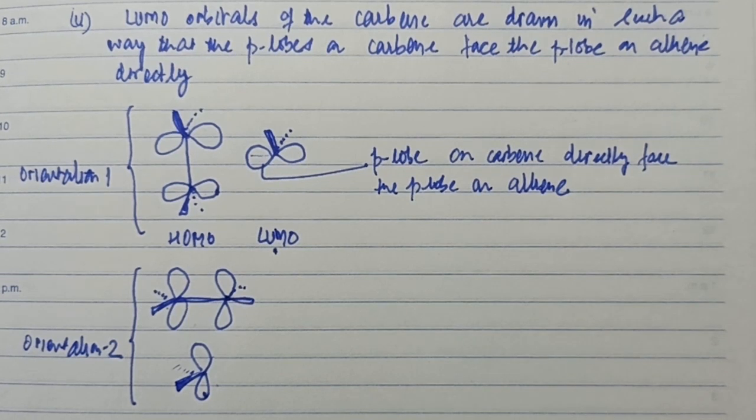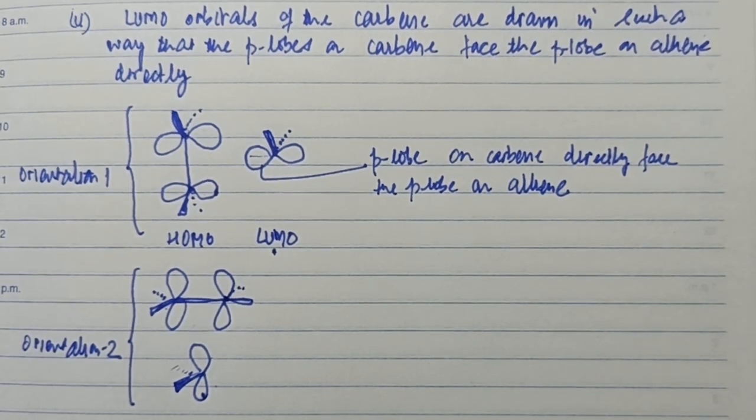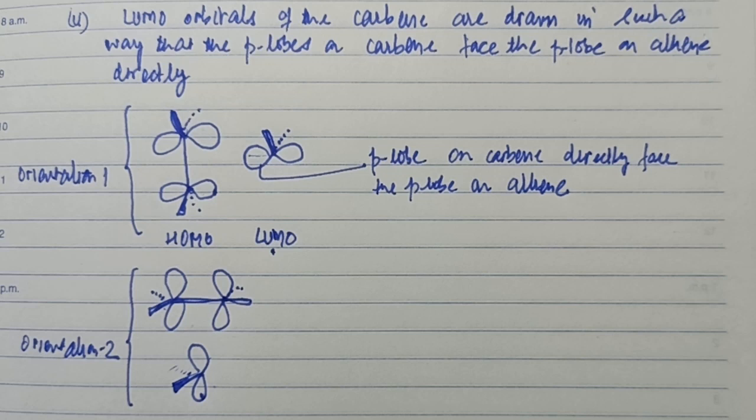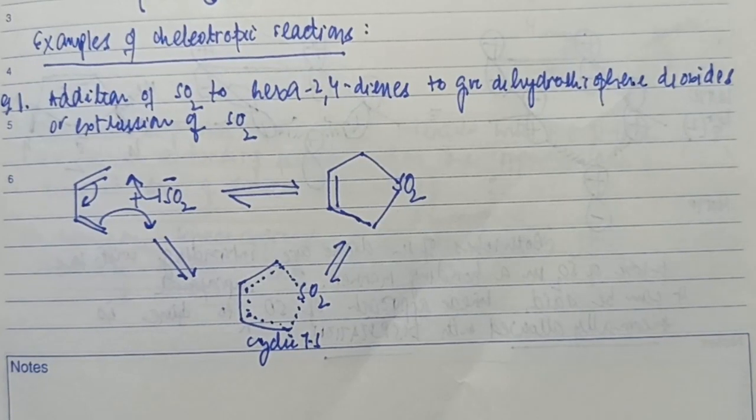Therefore, in the case of the linear and non-linear approach, one has to remember how the HOMOs and LUMOs have to be drawn. Remember, in the case of linear approach, we draw HOMO in such a way that the p lobes of the carbene are directly facing the p lobes of the alkene. Similar result we get in the case of LUMO in non-linear approach. And if we draw the LUMO in the case of linear approach, they are not directly facing. Same result we get in the HOMO while considering the non-linear approach. Now we'll talk about the different examples of cheletropic reactions.